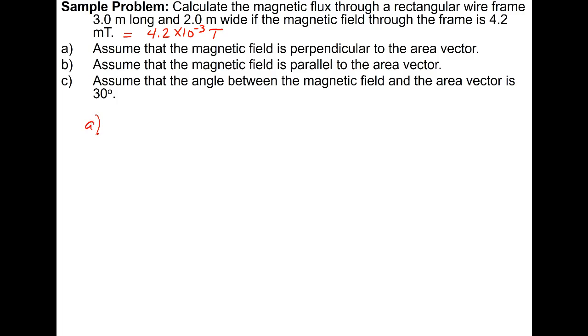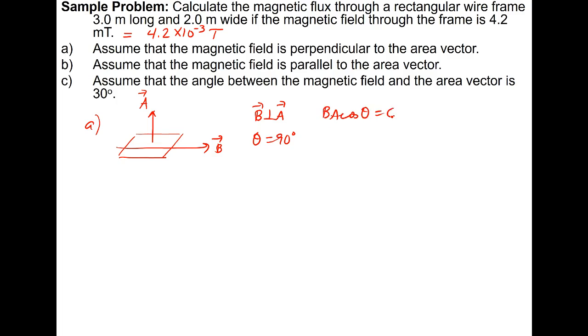So in part A, we want to assume that the field is perpendicular to the area vector. So that means that perhaps the area vector is like this. So the rectangular area points like this, and the field goes like this. Since B is perpendicular to A, that angle is 90 degrees, and BA cosine theta is simply 0. So phi B is 0 in that case. None of the magnetic field lines are passing through the area.